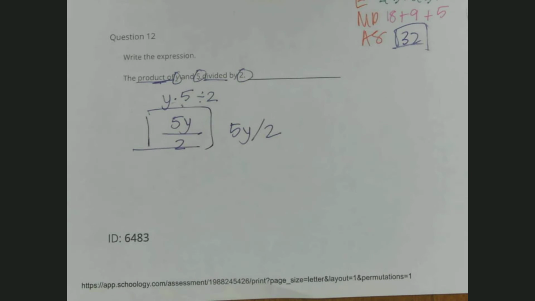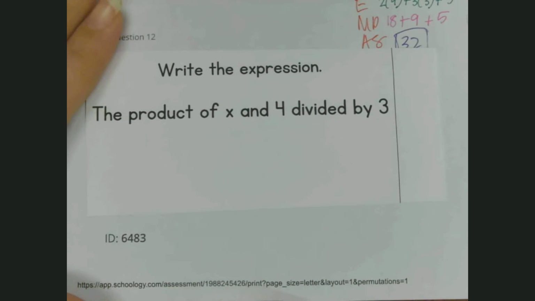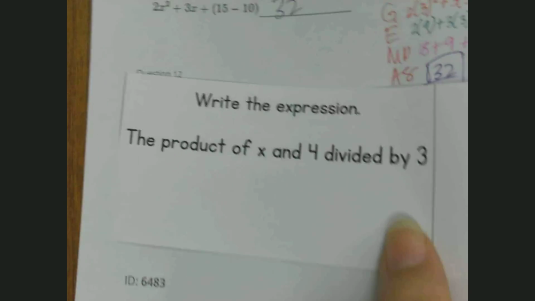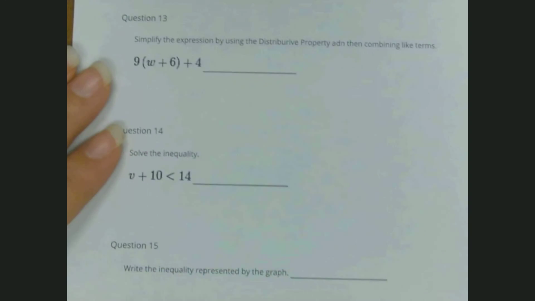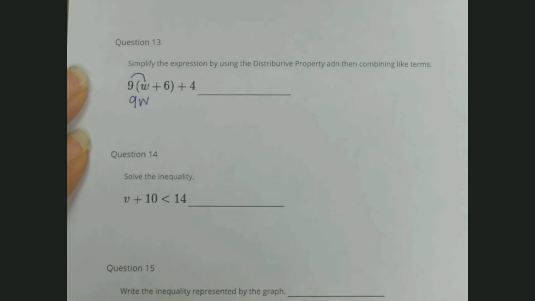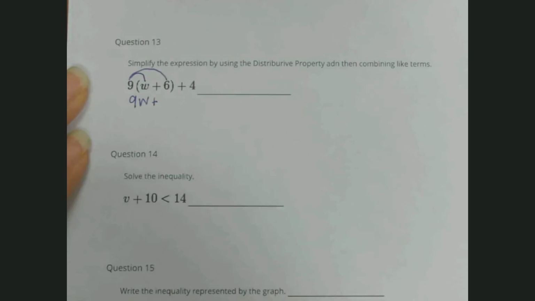If you missed that problem, I would like you to do this one. The product of x and 4 divided by 3. If you get it correct, you get the points back. Okay, question number 13. Simplify the expression by using distributive property and then combining like terms. So first we've got 9 times w. That equals 9w. Then we multiply 9 times 6. 9 times 6 equals 54.